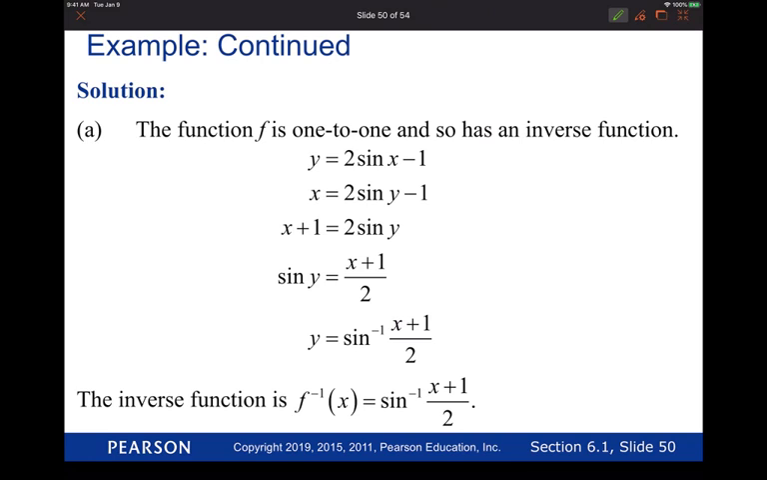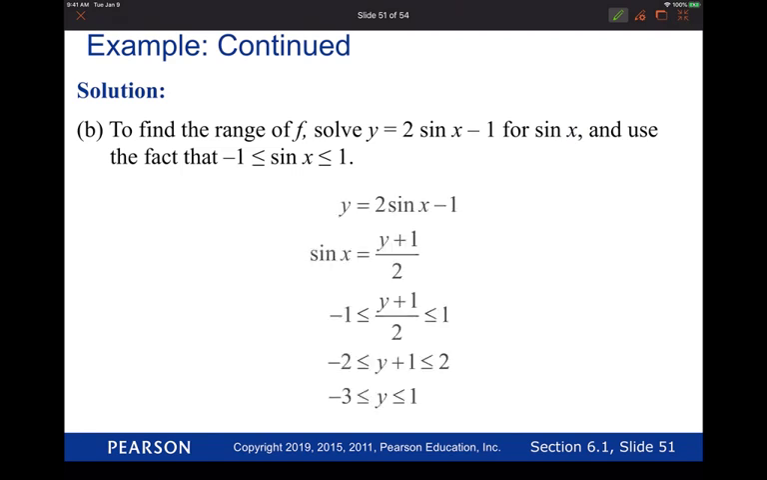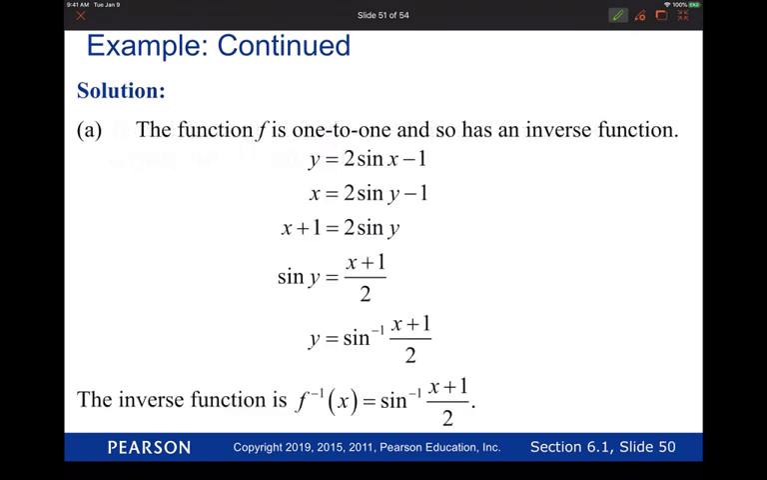So now to find the range, we solve this for this and use the fact that sine goes from negative 1 to 1. Okay, so in the original sense, the sine went from negative 1 to 1. So sine of x equals y plus 1 over 2. That goes from negative 1 to 1. If we solve for the y, we get that it goes from negative 3 to 1. Okay, so I think I was going a little bit astray there.